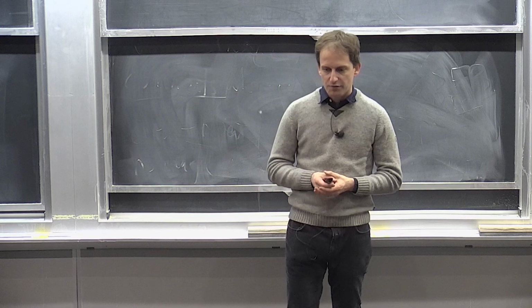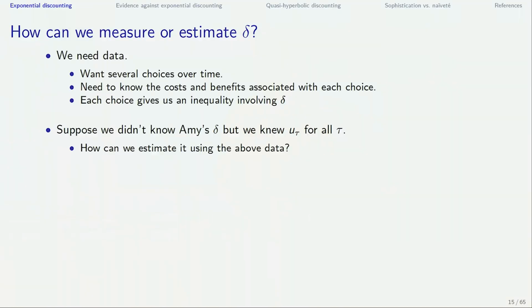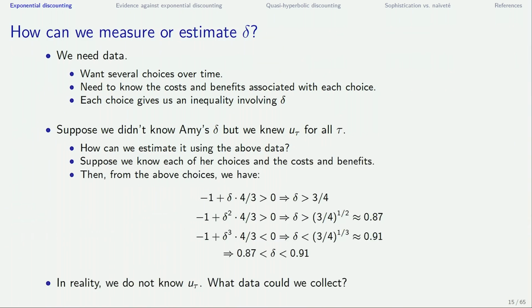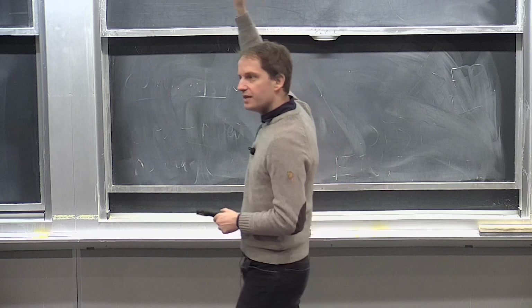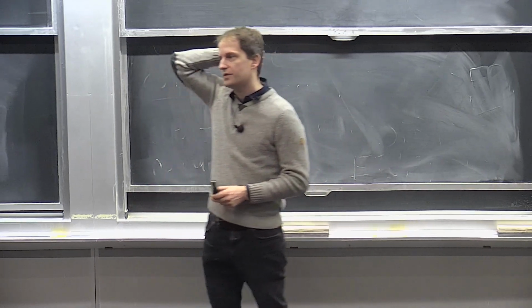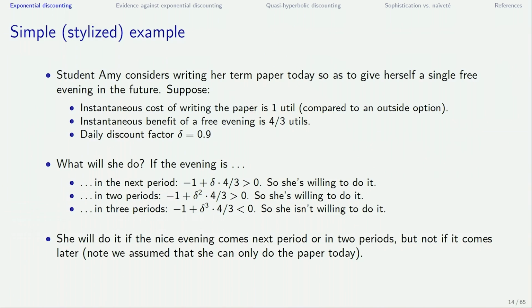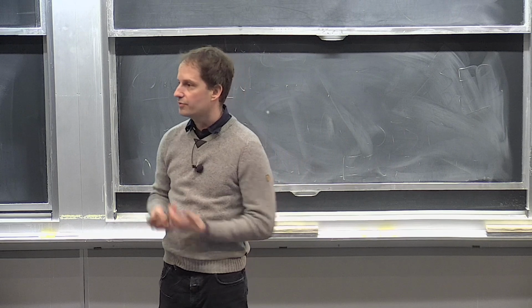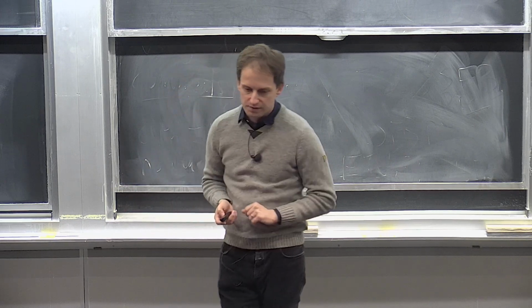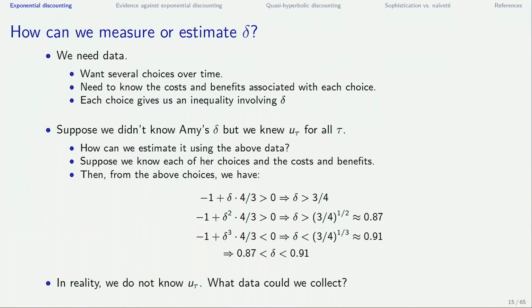Let me write this down for you. Suppose we didn't know Amy's delta, but we knew the U taus for all periods for the different options she has. How can we estimate this from the above data? Suppose we see this behavior overall. What we get is several inequalities involving delta and the U taus that people choose at different points in time. Once we have these inequalities, we can estimate delta, or we just back out what delta is from these choices. So what do we do? Well, we can just do the math.